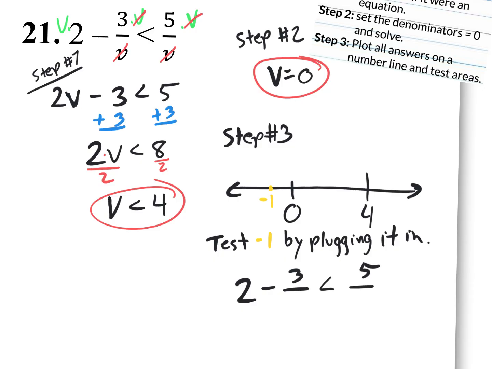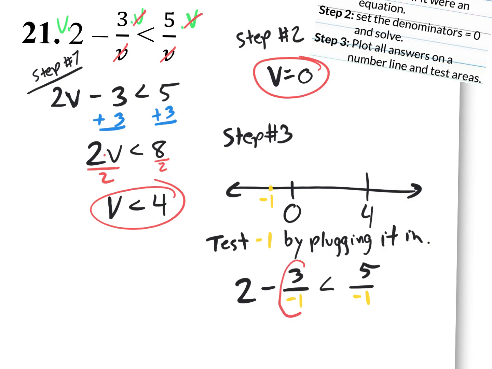I'm going to leave that blank. Why? Because we are testing the v value of negative 1. So let's put a negative 1 where the v used to be, and where the v used to be down here and down there. So we're going to put the negative 1 right there, negative 1 right there. And let's do the math here.